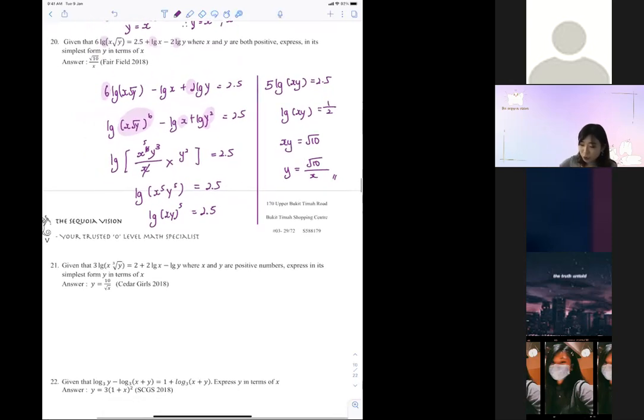Can I let you try one? You try 21, can? Okay, same thing. I give you 5 minutes. Try to finish by 2:25. Okay, do the same thing. Log one side, no log one side. Minus change to divide, plus change to times. Before you can do that, make sure that the coefficient of log is 1. Okay, then slowly simplify and make y the subject.